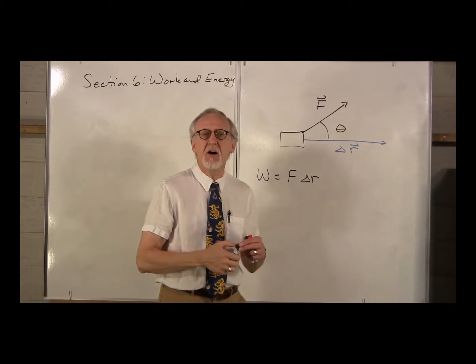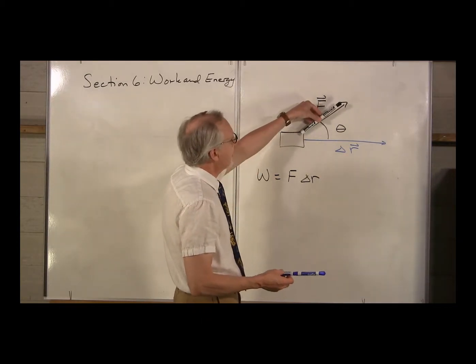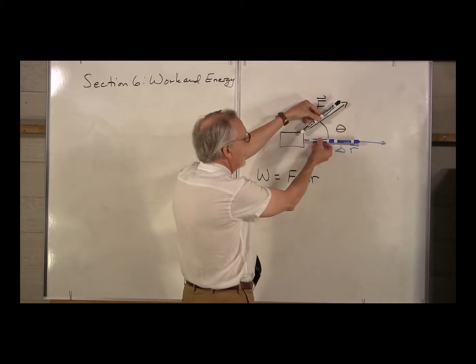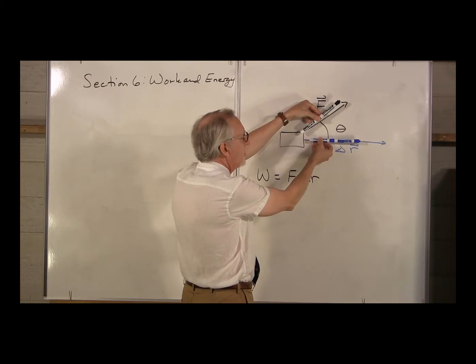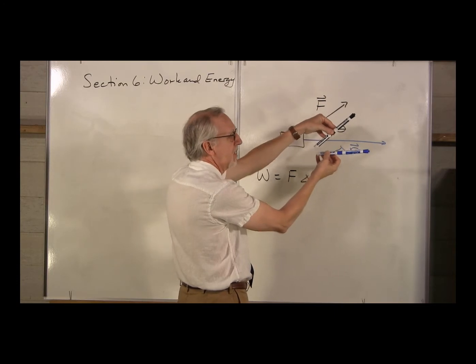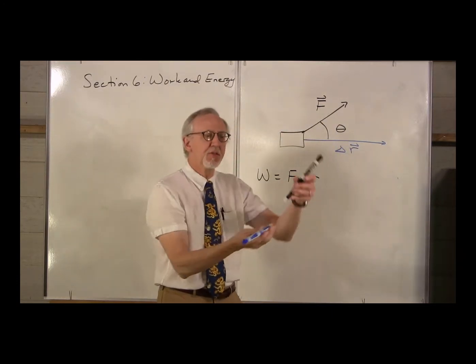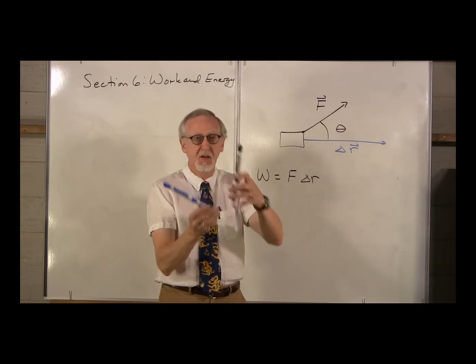Remember, how do we find the angle between two vectors? Let's imagine we have a vector here, the force, a displacement here, delta R. How do we find the angle between them? We put the vectors tail to tail. Always remember, to find the angle between two vectors, you put them tail to tail.